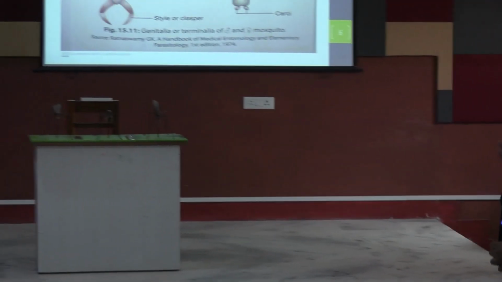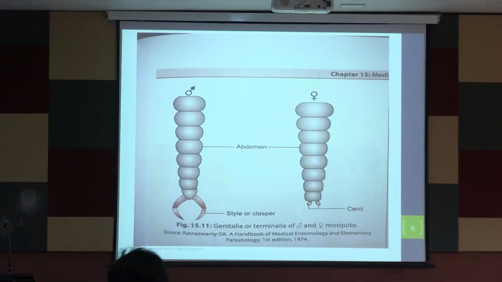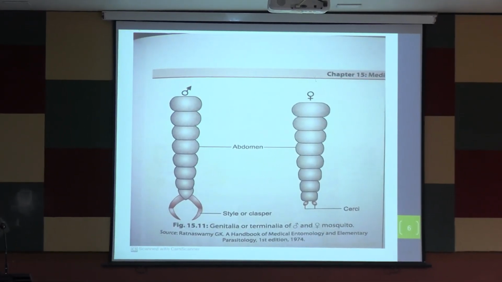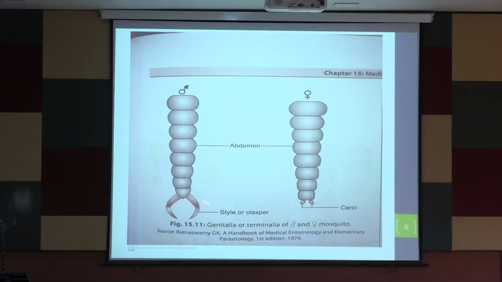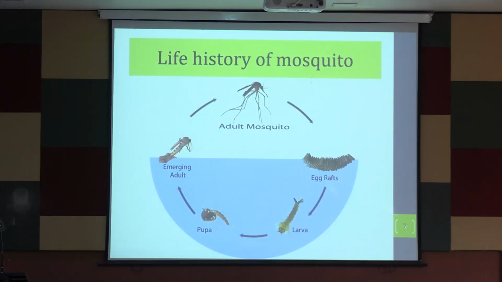These are the abdomens, which are divided into some segments, or we sometimes call them clusters also, and at the last there are genitalia. Male genitalia has style or clasper, and in the female we usually say it as cerci. This is the basic life history of a mosquito. They lay eggs on water. From the egg there is larva, then pupa, and the adult emerges.